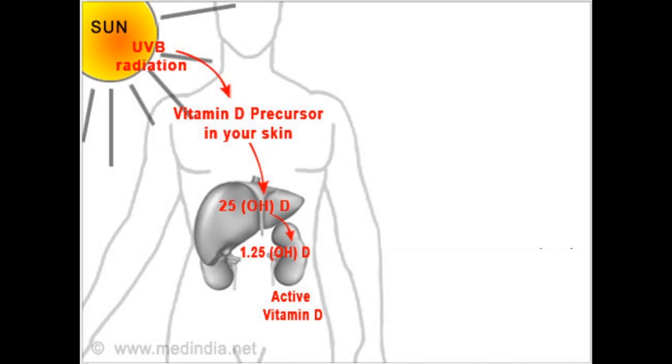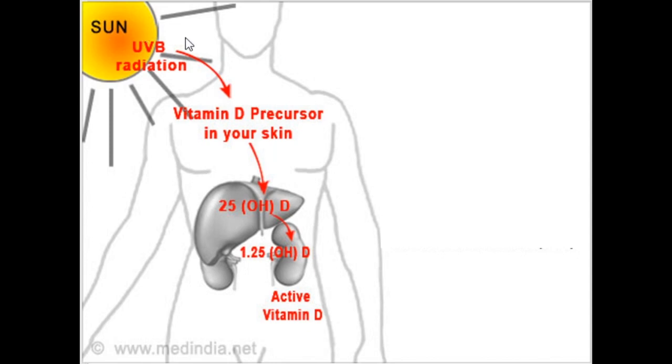Let us look at this diagram. Sunlight has UVB. What is UVB? UVB stands for ultraviolet B radiation. Sunlight is a natural source of vitamin D because this energy can convert the vitamin D precursor in our skin to the active form of vitamin D.